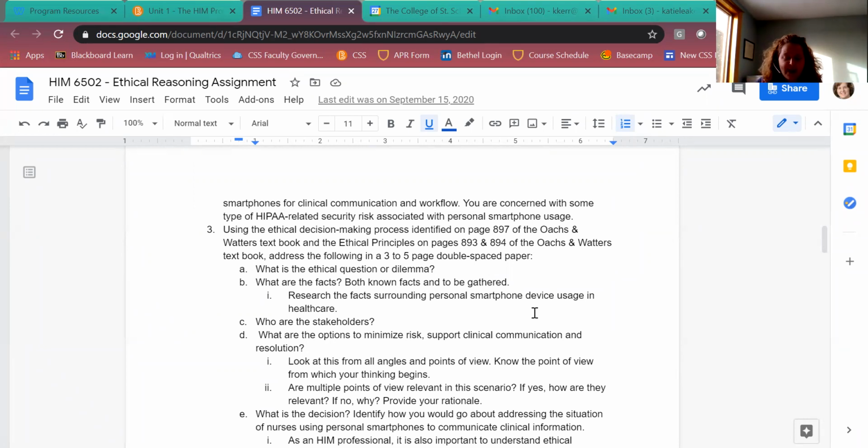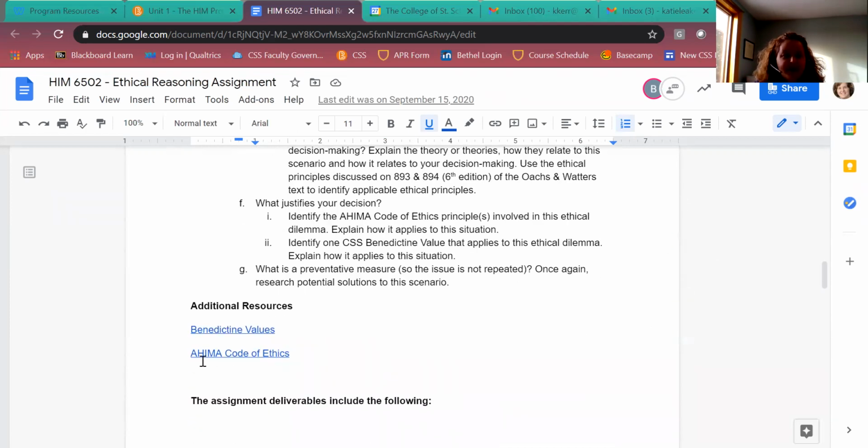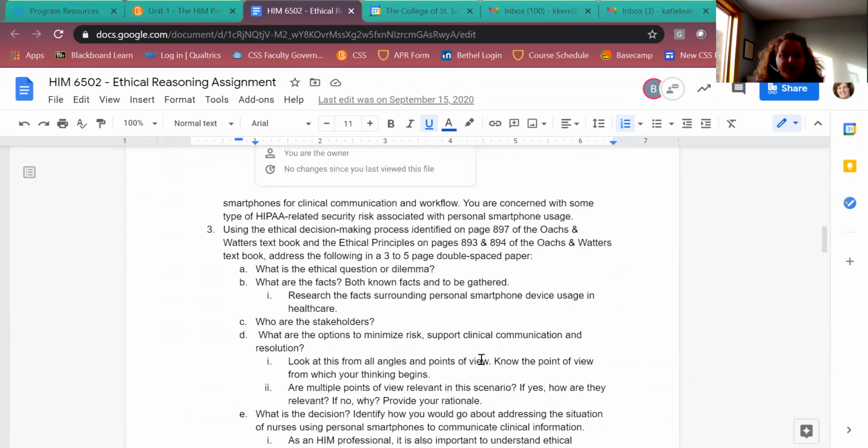The other thing is that beginning on page 893 is some discussion on the AHIMA Professional Code of Ethics. If you haven't had a chance to look at those, make sure that you do and that you have a good understanding of them. I did hyperlink it down here. Yes, I did. So here is a link to the AHIMA Code of Ethics. Check those out.